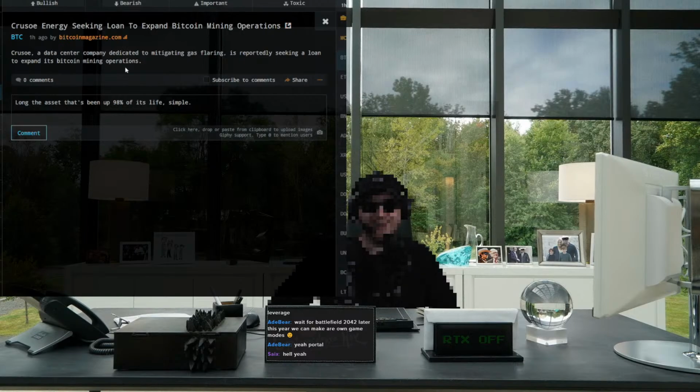This is interesting. Data center company dedicated to mitigating gas flaring is reportedly seeking a loan to expand its Bitcoin mining operations. All the related news articles have 0 comments, because you need a little bit of brain capacity to process this. It's not headline grabbing, it's like, yeah, whatever, good for them. But this is stuff that happens behind the scenes that actually has an impact on the market overall.